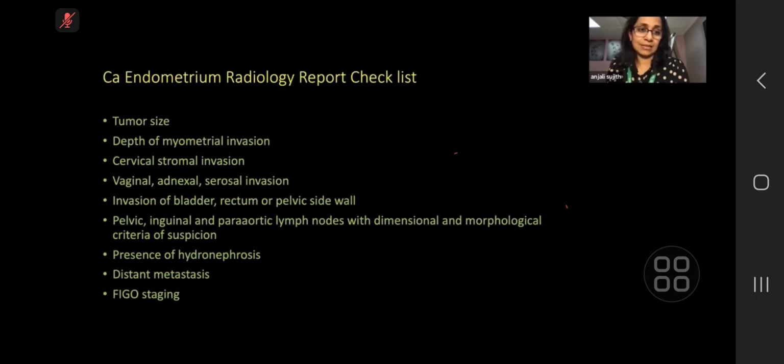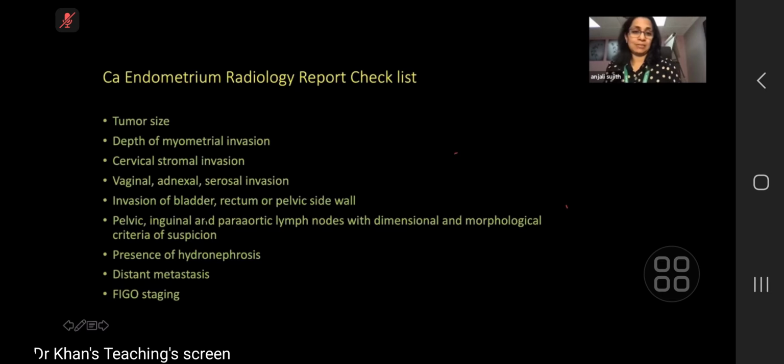Now, this is a CA endometrium radiology report checklist. So what we have to mention is the tumor size, depth of myometrial invasion, very important, cervical, vaginal, adnexal, serosal invasion, bladder, rectum or pelvic side wall involvement, lymph node involvement, presence of hydronephrosis, distant metastasis, and finally the FIGO staging. FIGO staging we don't necessarily have to put in our report, but these are the important points to be kept in mind.